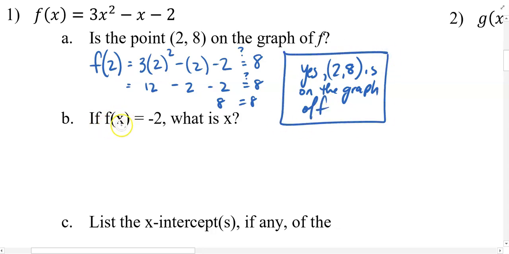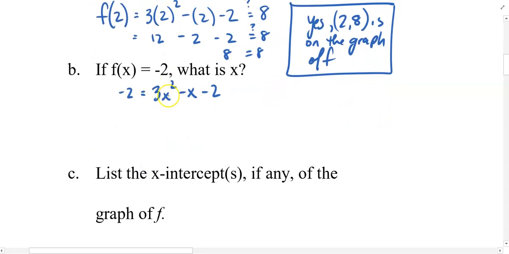For part B, if f(x) is equal to -2, what is x? So we're saying that f(x) is equal to -2, but f(x) is also equal to 3x squared minus x minus 2. So a lot of you will just simply write this and solve. Since this is a non-linear function, we should make this equal to 0. I'm adding 2 to both sides, and I end up with 0 here.